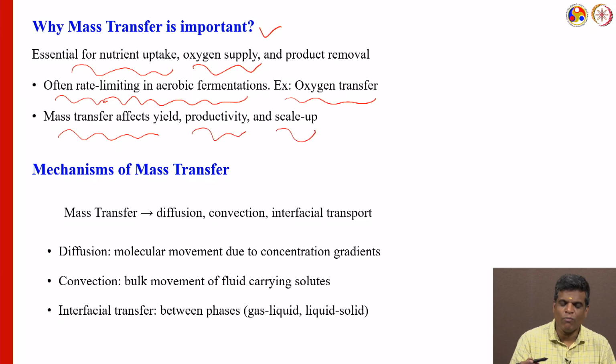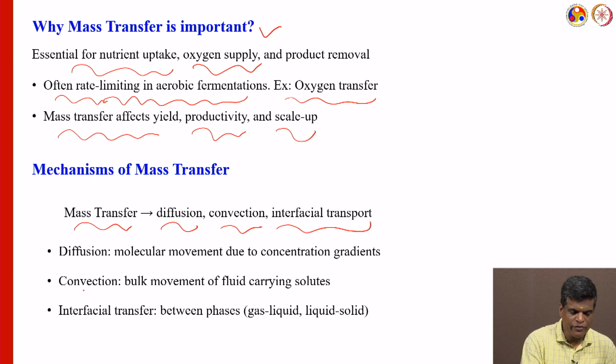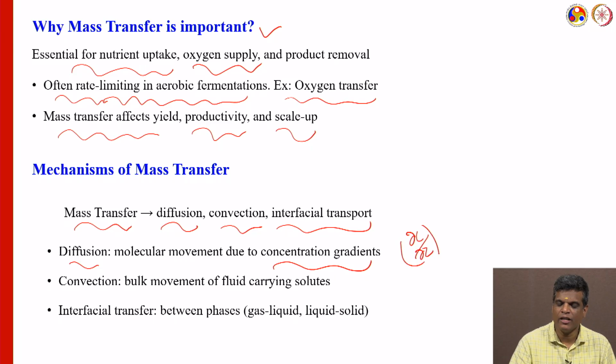So, what is the mechanism of mass transfer here? The mass transfer mechanisms are diffusion, convection, and interfacial transport. What is diffusion? Diffusion is molecular movement due to concentration gradients. I already discussed the same thing. The ∂C/∂Z is a gradient. If you only talk about ∂C or ΔC, that is a concentration difference. We should know the difference between concentration difference and concentration gradient.